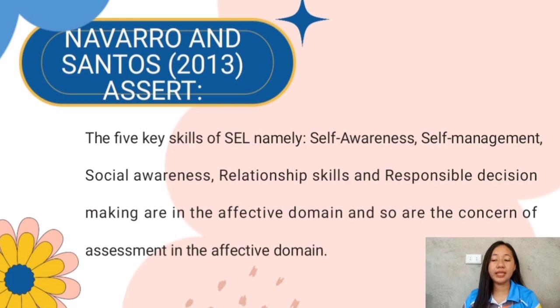The five key skills of SEL, namely self-awareness, self-management, social awareness, relationship skills, and responsible decision-making, are in the affective domain, and so are the concern of assessment in the affective domain. The primary goal of social and emotional learning is to improve students' capacity to establish and maintain healthy relationships through establishing a safe, positive, and mutually beneficial environment.